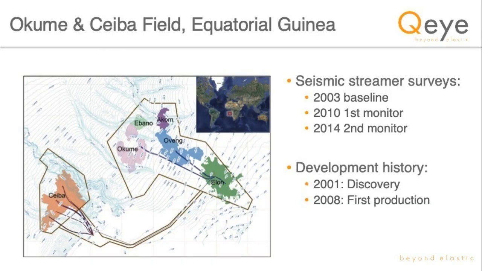So that was the first case study I wanted to show you. Then I'll move on to the Kumi and Siba field in Equatorial Guinea. Here we have 3 streamer surveys, 2003, 10, and 14, and 2 of them are monitor surveys. Again, the field was discovered in 01 and first production in 08.